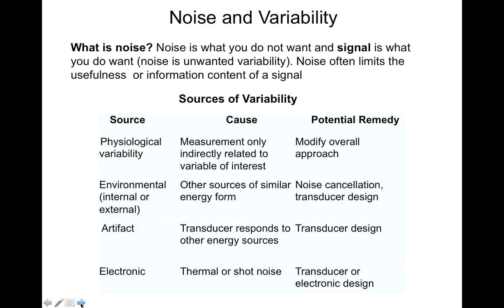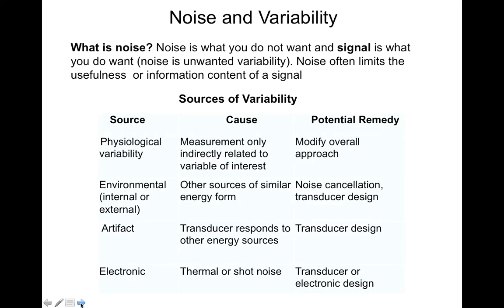So what is noise, and where does it come from? Well, basically noise is what you don't want, and signal is what you do want. So noise is some kind of unwanted variability of the signal, and often noise will limit how useful the signal is or what kind of information content you can get out of the signal. So talking a little bit about noise, and particularly we'll talk about noise in biomedical signals. One of the biggest sources is a physiological variable.